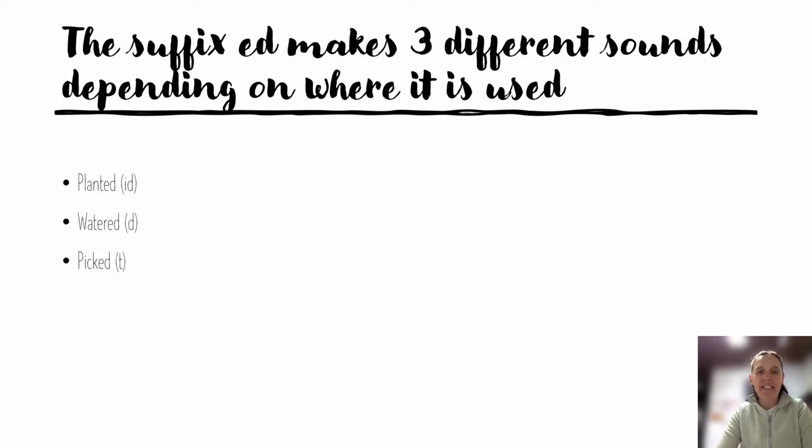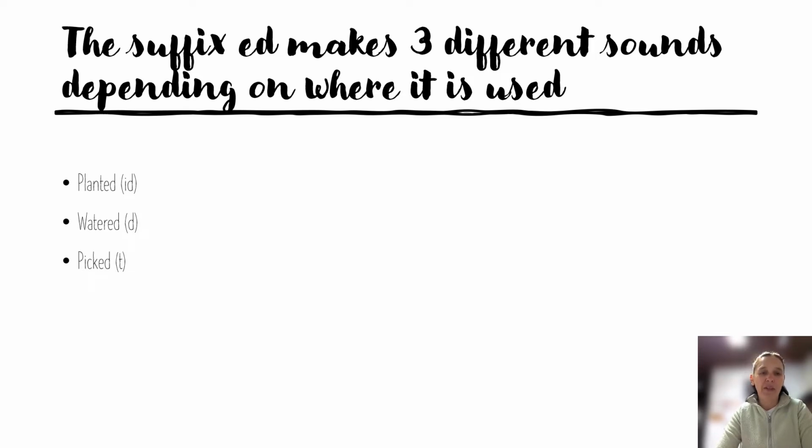So the suffix ed can make 3 different sounds depending on what it's following in a word. So in planted, it makes id. In watered, it makes the d sound. And in picked, it makes the t sound, which explains why children write jumped and they put J-U-M-P-T. That's exactly what they heard, but they didn't apply the rule that you add ed to make a past tense word. So why do we go id, d, t?